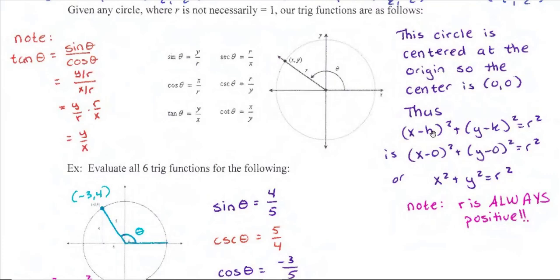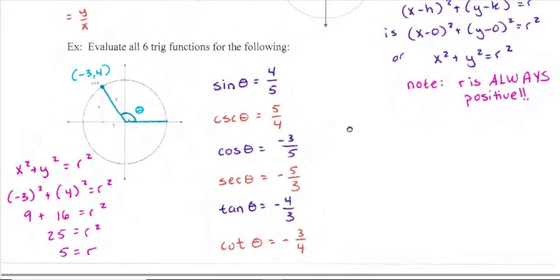But since we're centered at the origin, h and k are 0, so no matter what, for any ordered pair you can always draw a circle that goes through that ordered pair, centered at the origin, where it'll be x squared plus y squared equals r squared. Now, the radius of a circle is a distance, so note that distances are always going to be positive, so this r value will always be positive.